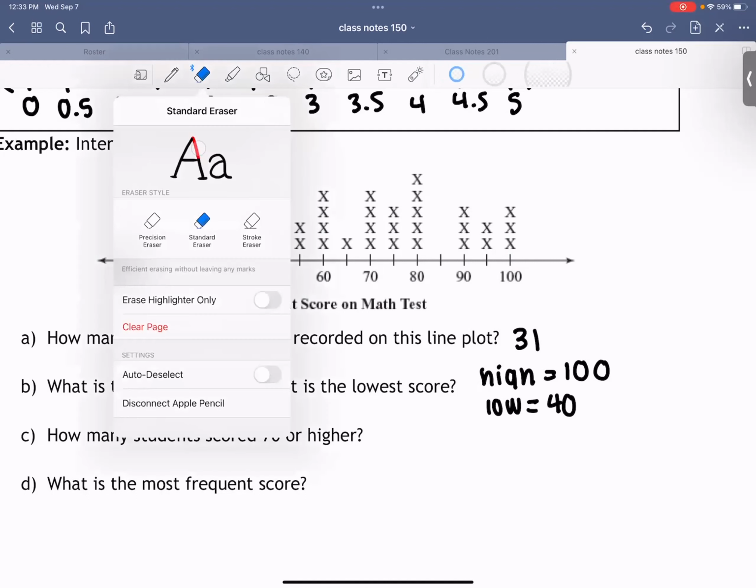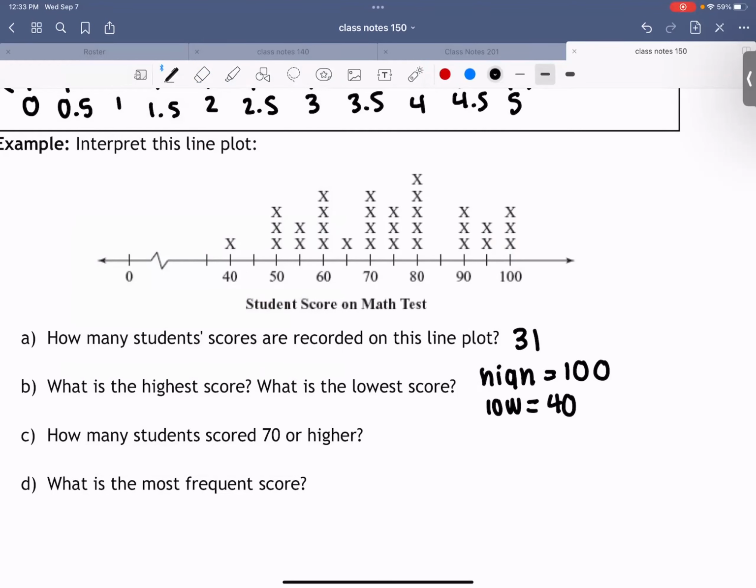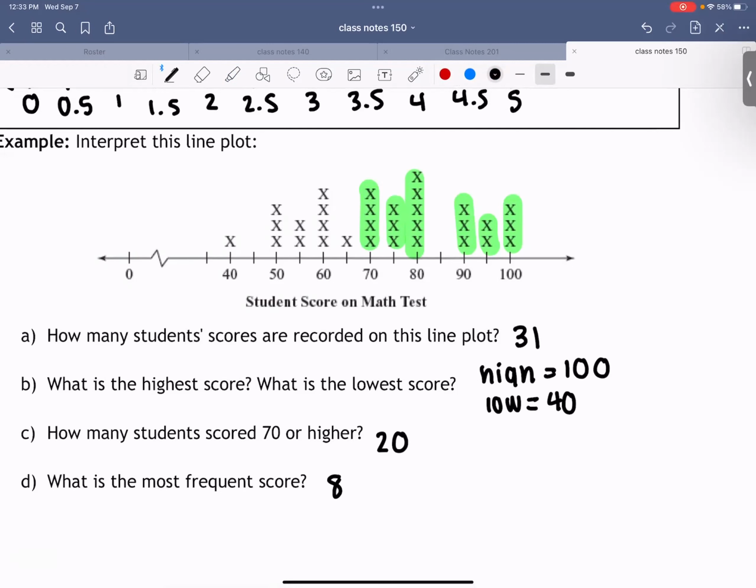Okay, let me erase this. There we go. Let's talk about how many students scored a 70 or higher. What did we get for this one? 20, and how did we get this number? Good. I think we said we counted all these guys, right? Did we include the ones at 70? Yeah, because we want the students who scored a 70 or higher, which means we're including 70. Good. And what was the most frequent score? 80, perfect. That's the one where we have the most X's. Any questions on this example?